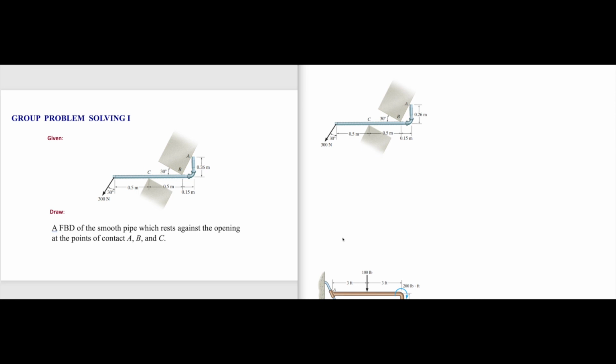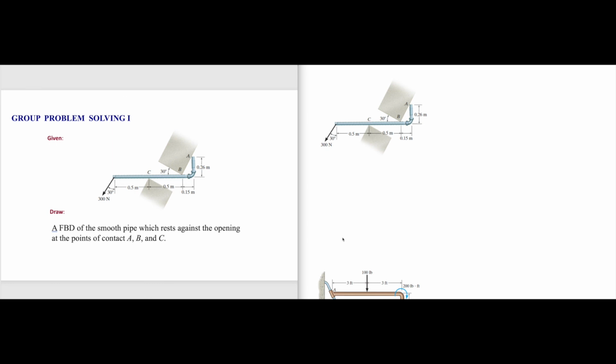So here, what's given here? Now, what are the reactions at A? What are the reactions at B? What is the reaction at C? And what are the values? How much are those? That's the question.